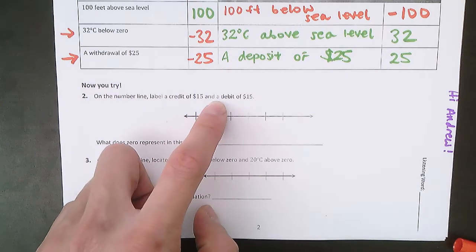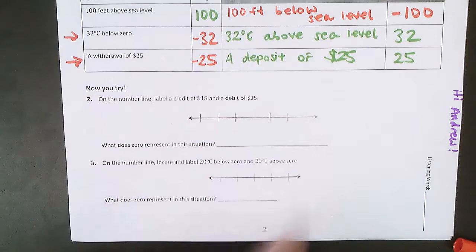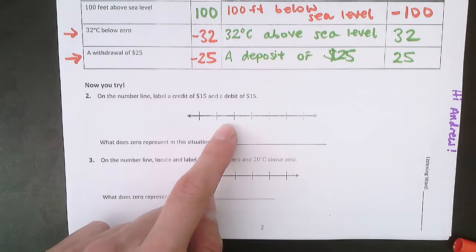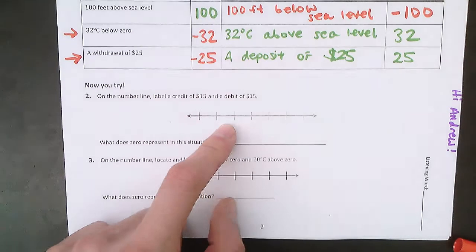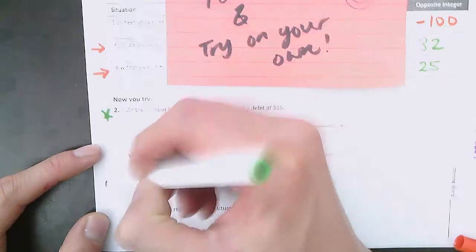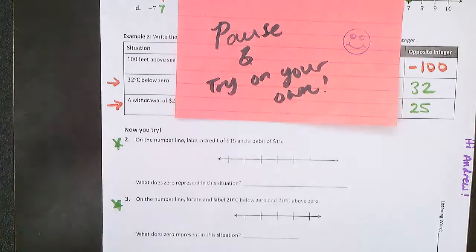Okay, for the last two, where it says now you try, on the number line, label a credit of $15 and a debit of $15. So we're working with opposites again. You're going to put those on the number line and then write down what does 0 represent in this situation. So before I show you, I want you to try these two right here. Try those on your own, and then check back in when you're finished. Pause, go.